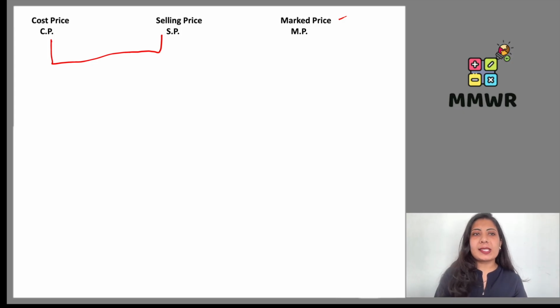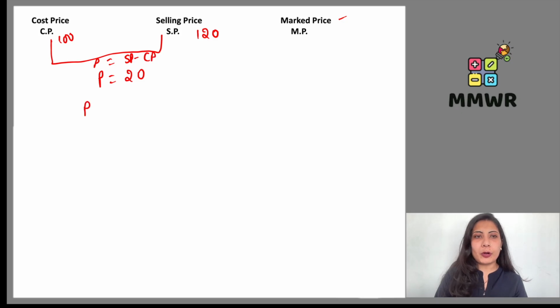Suppose I have purchased something for 100 rupees and I am going to sell that item for 120 rupees. मैंने 100 rupees में purchase किया और 120 rupees में बेच दिया. So of course I am going to earn a profit of rupees 20. Now the formula for profit is always SP minus CP.